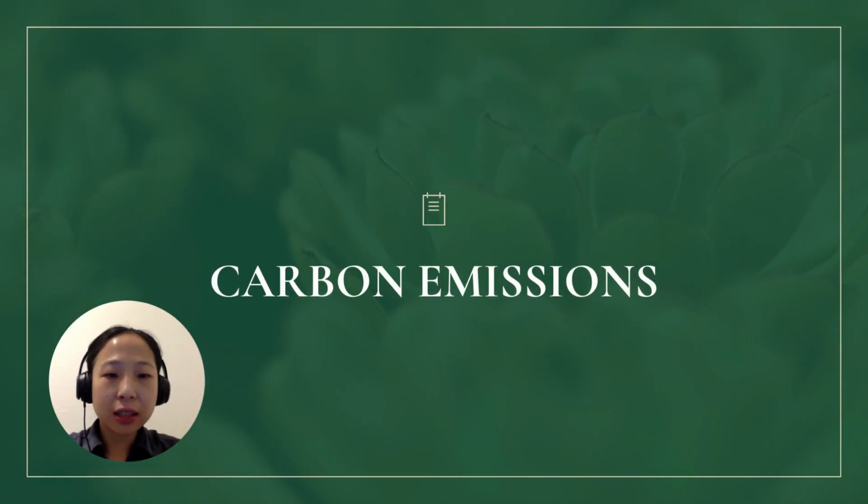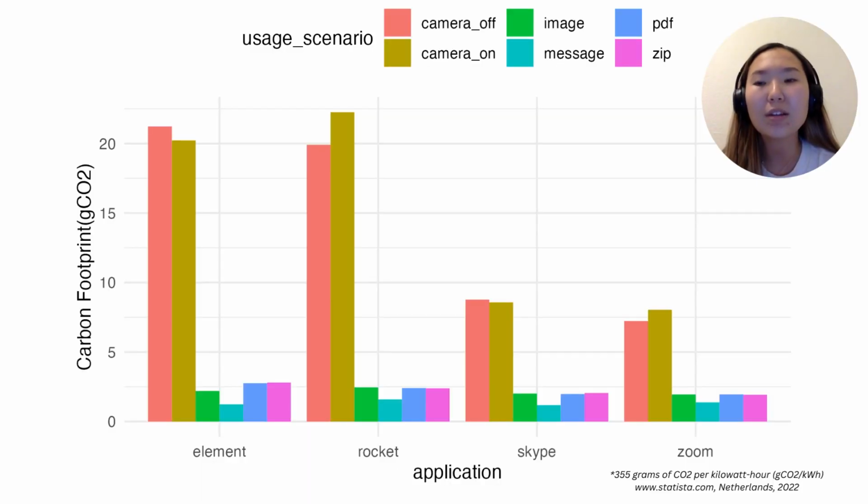Carbon emissions. To acquire the amount of carbon emissions produced by collaborative software, we utilized the Software Carbon Intensity (SCI) equation by converting the energy consumption in joules to kilowatt hours. This energy consumption is then multiplied by the carbon intensity of the place where the experiment was done, which is the Netherlands.